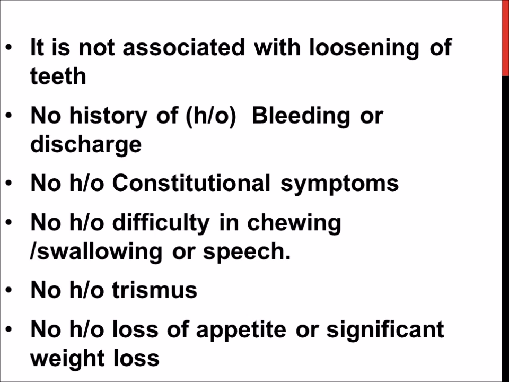Now, it is not associated with loosening of teeth. See, further I am going to discuss the negative history. We take negative history in general in medicine for three reasons. First is to identify the cause of the disease. Second is to rule out the differential diagnosis. Third is to rule out complications. And in surgery, the fourth important point to take negative history is to rule out certain staging modalities associated with the disease as well, especially in surgical oncology.